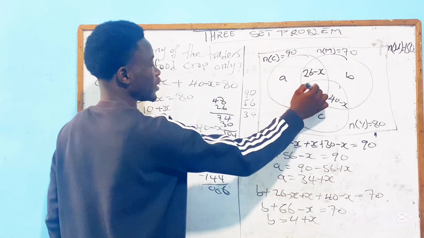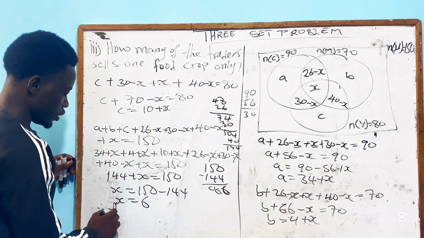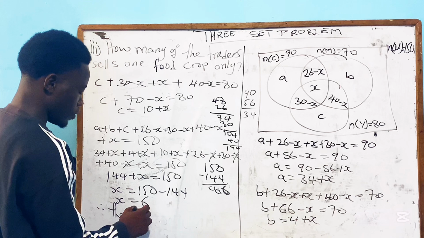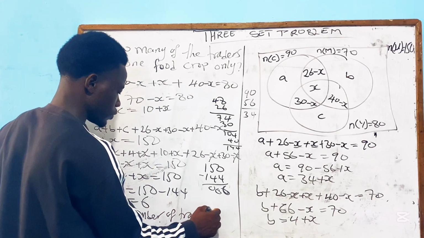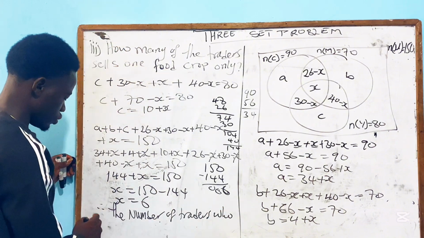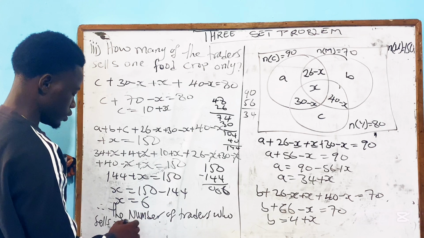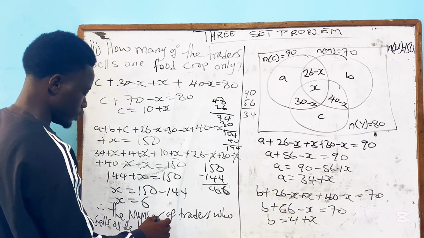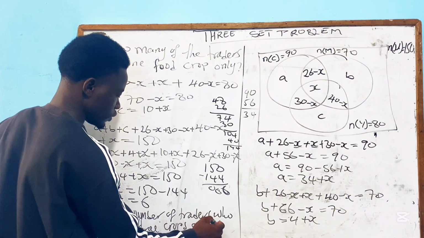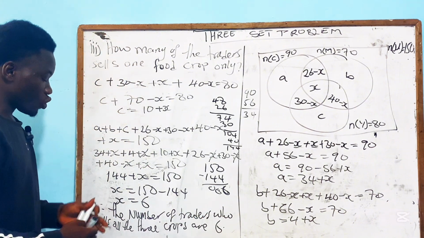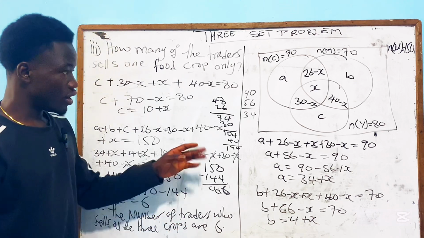Now, remember the x is the one that's in the middle. That is the 6. So we have to draw a conclusion now. Therefore, the number of traders who sell all the 3 crops are 6. This conclusion is very important because it carries some marks. So you draw the conclusion and you are good to go.